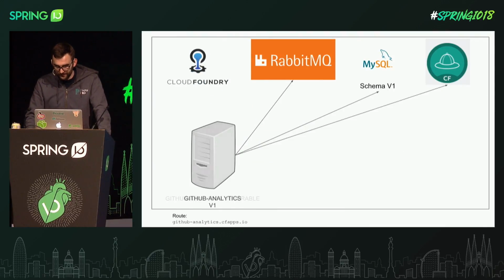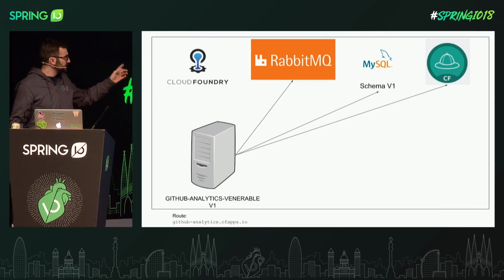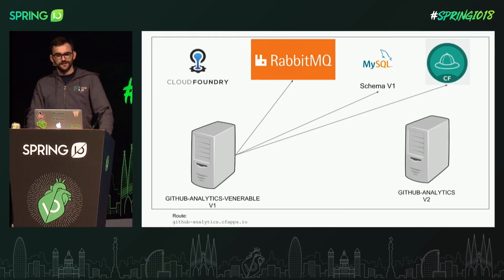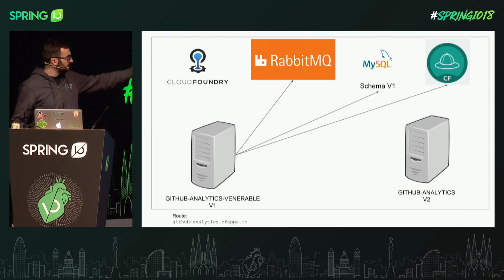Cool. So now V2. Oh, before we do that, we have to rename the app from GitHub Analytics to GitHub Analytics Venerable. It's actually a word. We do it, we rename it, and now we deploy the V2 with the name GitHub Analytics, right?